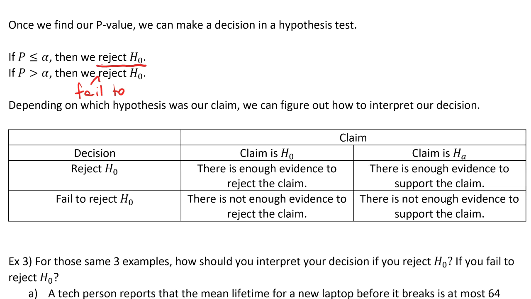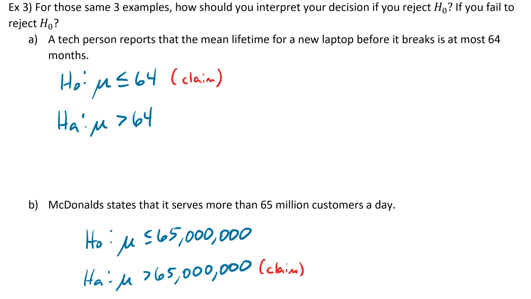So example 3, we're going to go back to those same 3 examples one more time. Again, I'm going to have it all written down for you with what we found so far. And then we're going to see what happens whenever we either reject the null hypothesis or fail to reject the null hypothesis. So let's look at the mean lifetime for a new laptop before it breaks being at most 64 months again. Let's take a look at both options we would get to at the end.